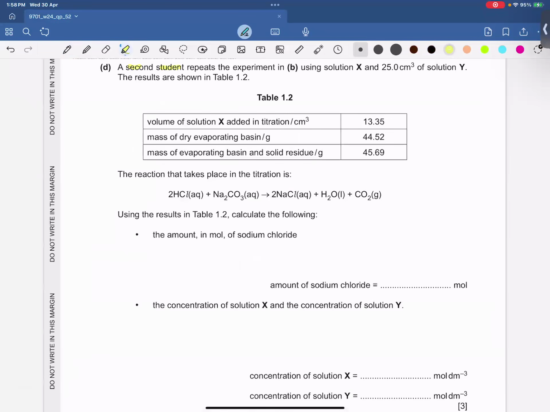A second student repeats the experiment in B using solution X, 25 cm cube of solution Y. The results are shown in the table. The reaction that takes place in the titration is this. Okay, using table 1.2, calculate the following: the amount in moles of sodium chloride. Okay, this is the mass of the dry evaporating basin and the mass of the evaporating basin and solid residue. So if I subtract these two values, I'll get the mass of NaCl.